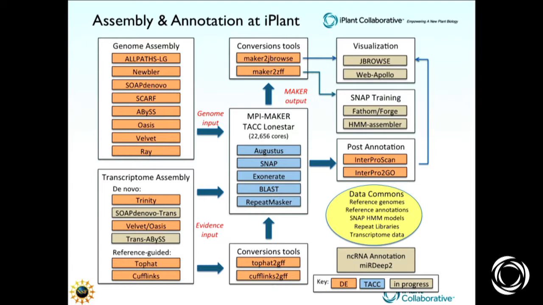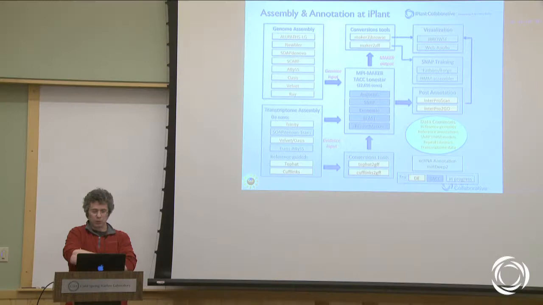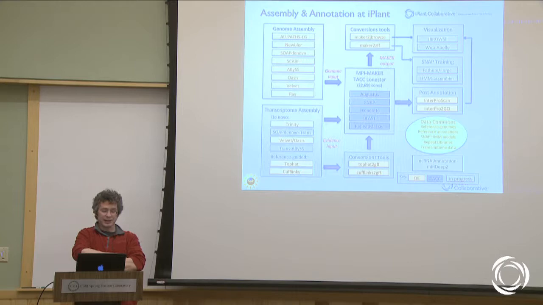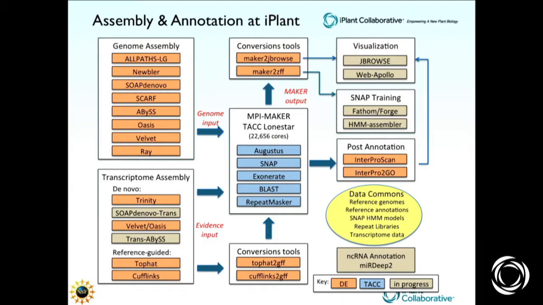Once you get Maker data out, there are conversion tools that enable visualization. One of those is Maker to JBrowse, and that's already integrated into the Discovery Environment. Another conversion tool is Maker to ZFF. That's a conversion tool that would be used for SNAP training. As I mentioned, SNAP training is in progress, and we're trying to put it into the Discovery Environment now. We want to get visualization up and available so that once people have their data, they can distribute that information.